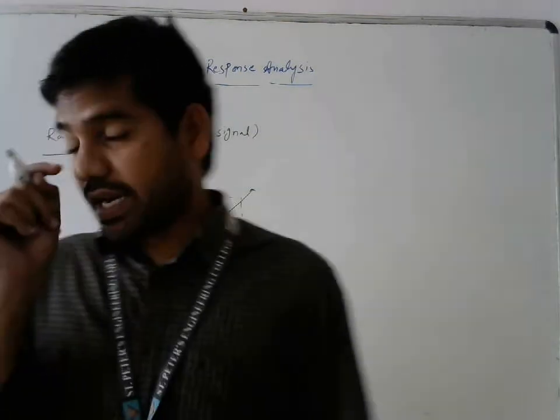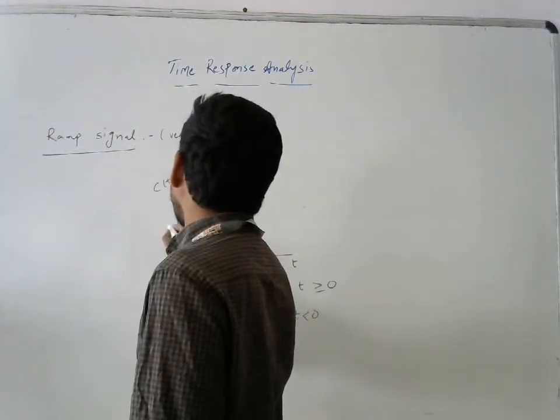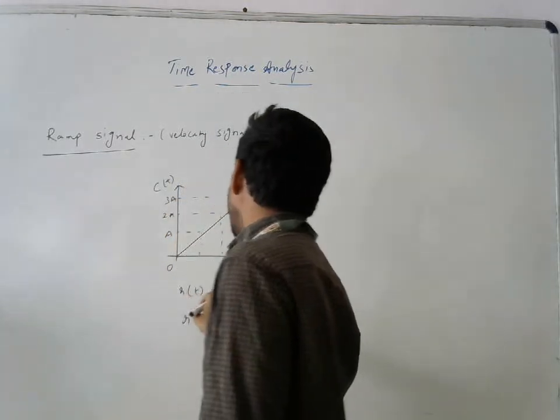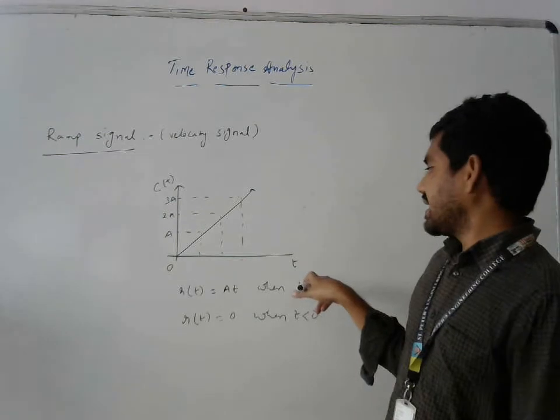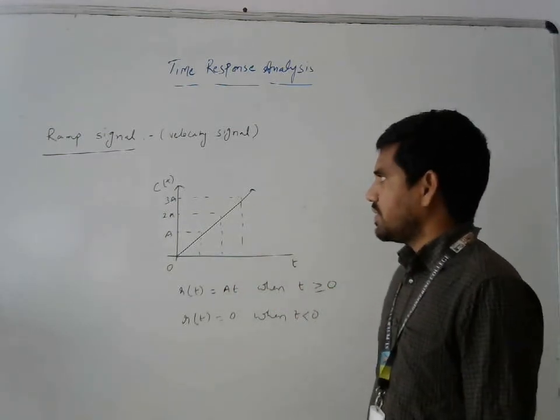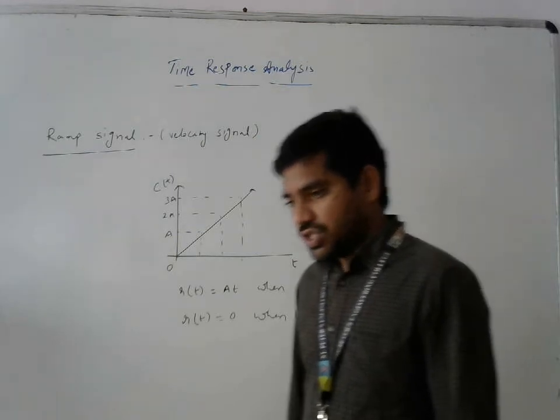Please once again see this. Here we can take A2, A3 like this. That's all, I am taking r of t equal to At when t is greater than or equal to 0, and when t is less than 0, r of t will be 0.